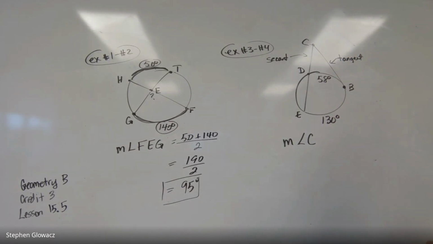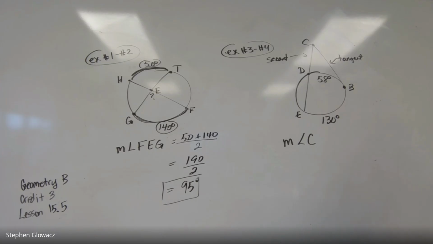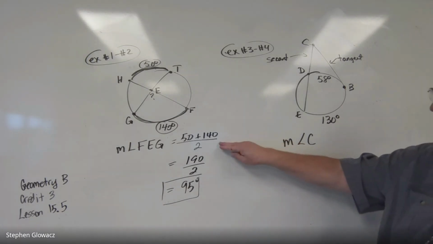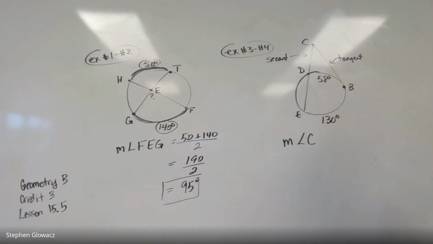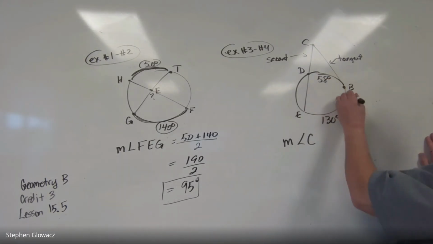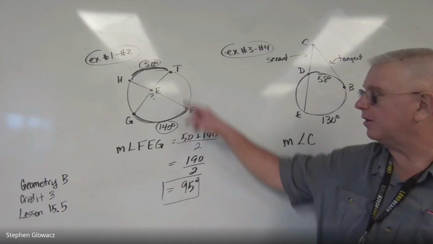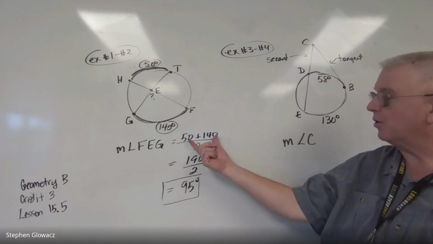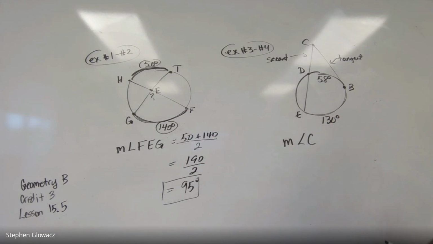So when the segments intersect outside, and it doesn't matter if it would have been 2 secants or 2 tangents, the rule is this. Instead of adding the 2 arcs and dividing by 2 as we did when the chords intersected inside the circle, we are going to take these opposite arcs here and subtract them and divide by 2. Now, remember, the order you subtract matters. It's not commutative. When we added here, we said we'll just work top to bottom, doesn't matter, because the order that you add 2 numbers doesn't matter. You'll get the same answer either way. But when you subtract, the order does matter.